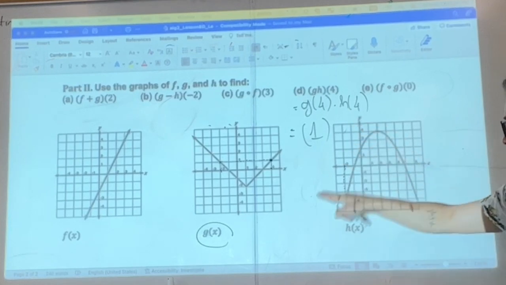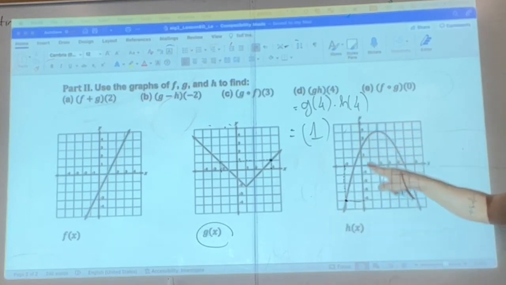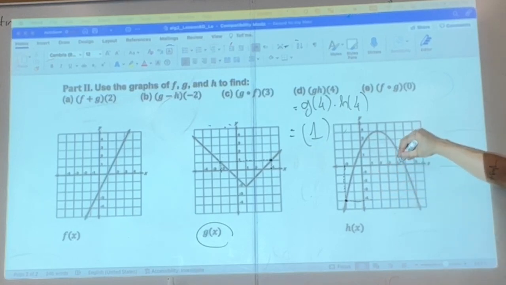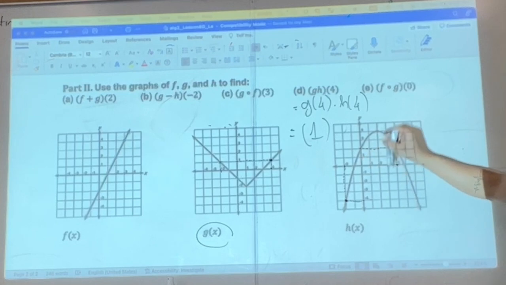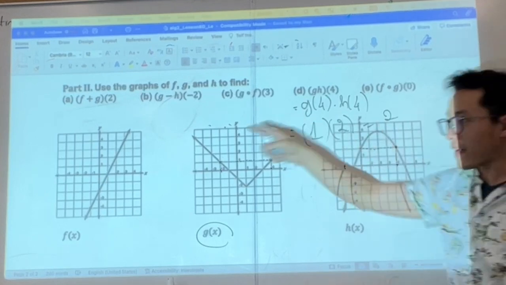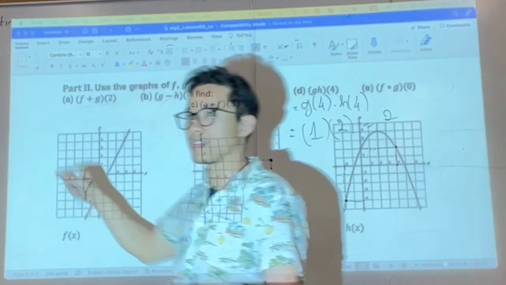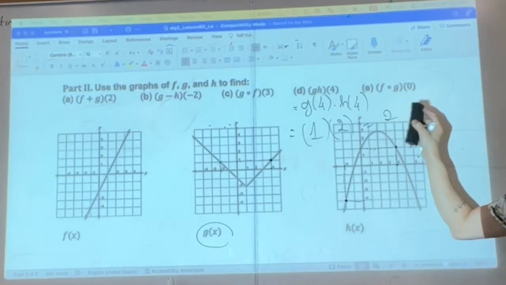Alright, h of 4. I look at the h. 4, that means x is 4. So x is 4 here. Now I'm gonna draw until I hit the graph. I need to go up to hit it. Okay, hit this one. Now what is y? 2. Yeah, so 2. So what is 1 times 2? 2. Yeah, that's it. Is it faster than before? A lot faster. You just look at the graph. Good? Can I erase it?